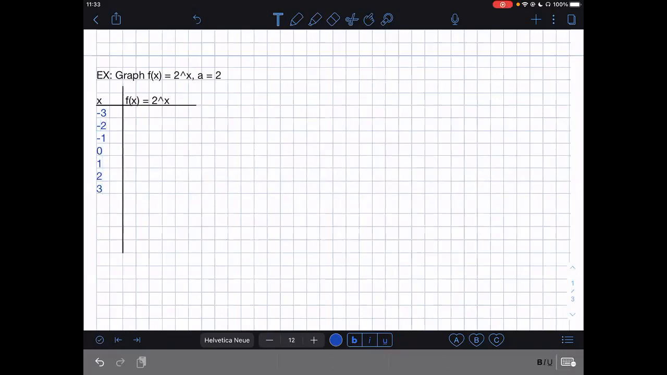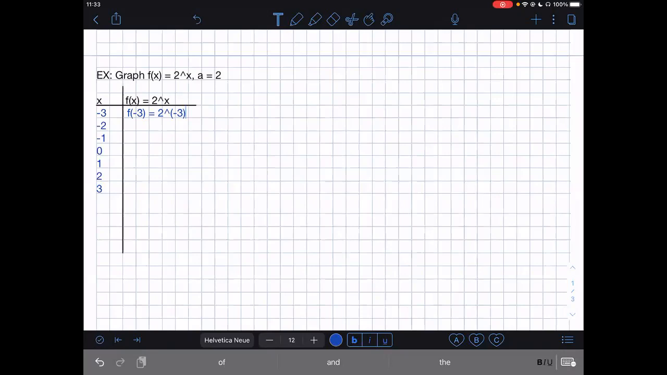All right, so just like graphing a function, I just want to evaluate this function at these points that we have stated for x. So we're going to have f at -3, meaning just plug in -3 into this function for x. So 2 raised to the -3rd power.